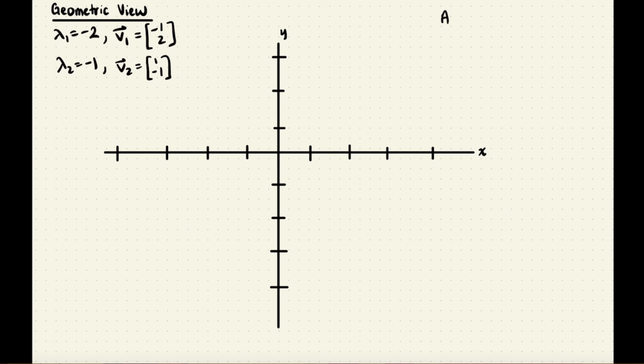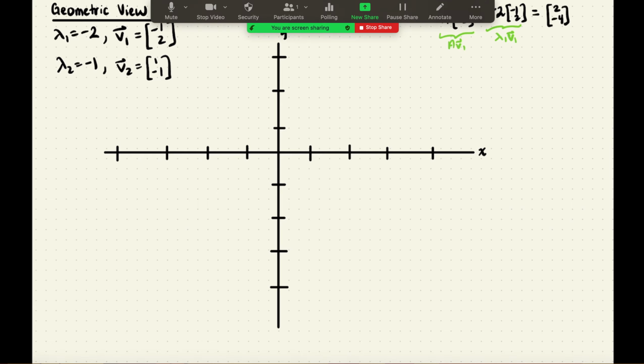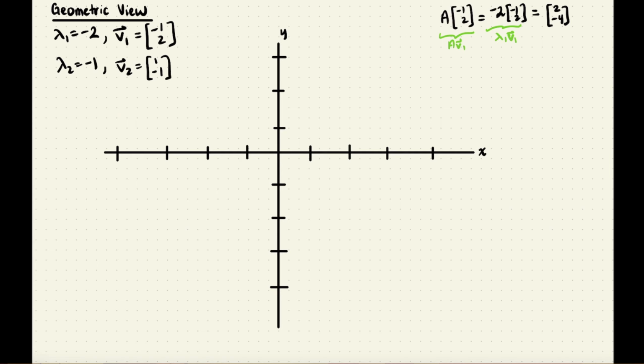Well, if I multiply A times my first eigenvector here, this v1, so this is A times v1, this is going to be equal to negative 2 times v1. Okay, so this is lambda 1 v1. That's the definition of an eigenvalue and an eigenvector. So when I distribute this negative 2, I get 2, negative 4.